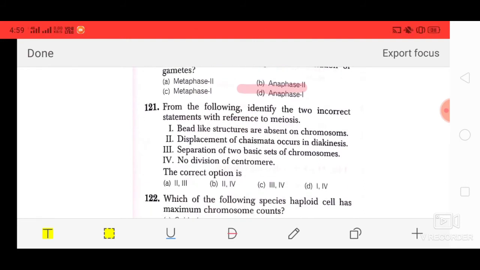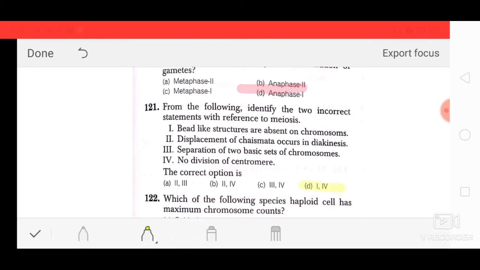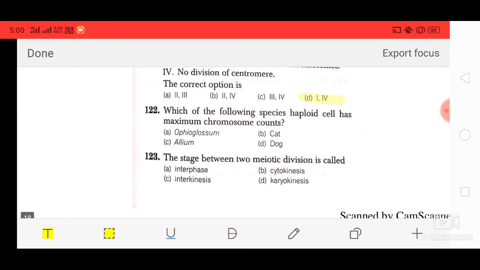From the following, identify the two incorrect statements with reference to meiosis. Means इन चारों में से दो incorrect statement find करना. Bead like structure absent in chromosome, it is incorrect. Okay, next is displacement of chiasmata occurs in diakinesis, it is right. Third is separation of two basic sets of chromosome, it is also right. No division of centromere, it is wrong. So option D is the correct one, that is statements 1 and 4 are incorrect.